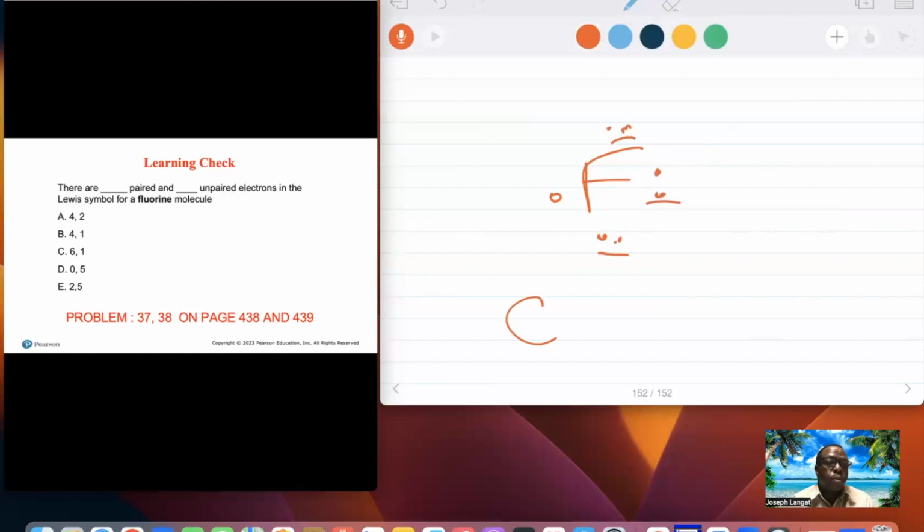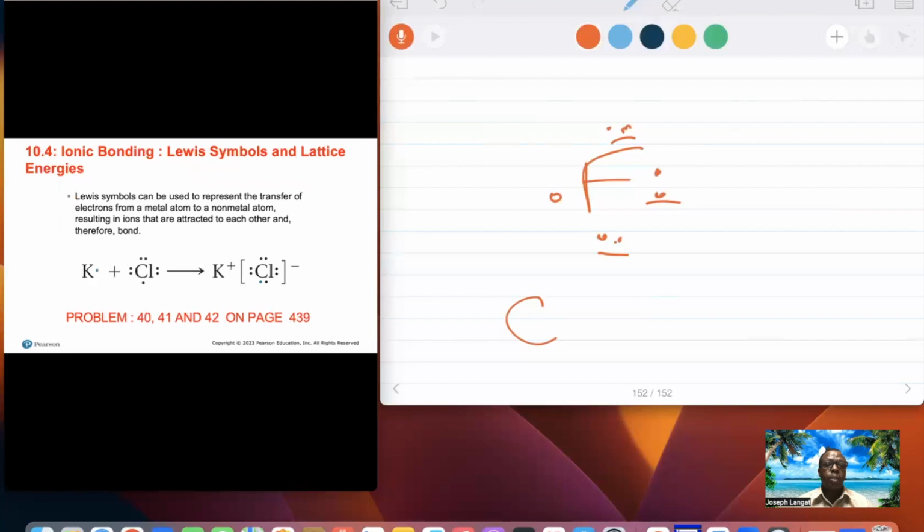Please look at problems number 37 and 38 on pages 438 and 439 in the text. It will give you good practice before you take the quiz or exam.